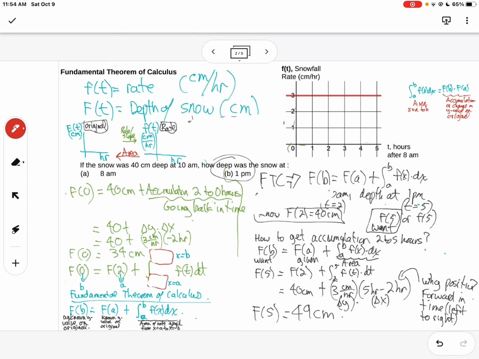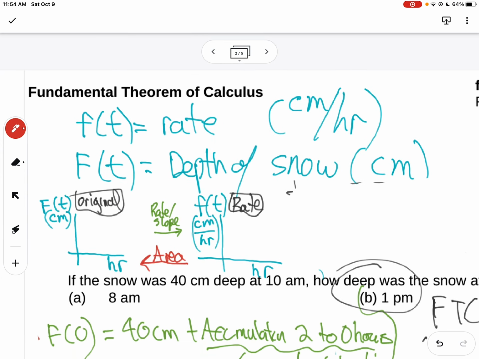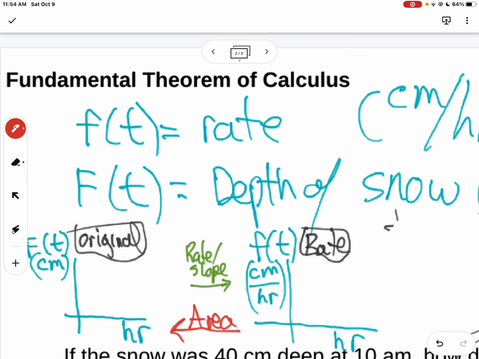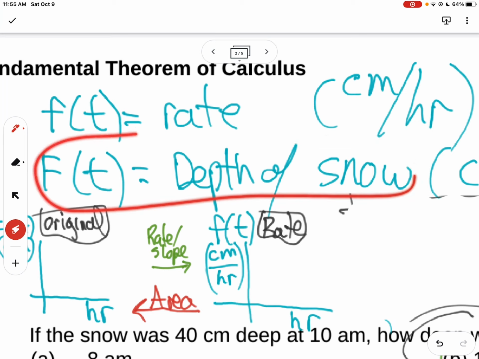What I'm going to do now is formalize the first part of the fundamental theorem of calculus with proper calculus notation. Okay, so we're going to use the same graph so that you understand it. What I need to do is to define some functions. So small f of t is going to be our rate function. Big F of t is an original function.